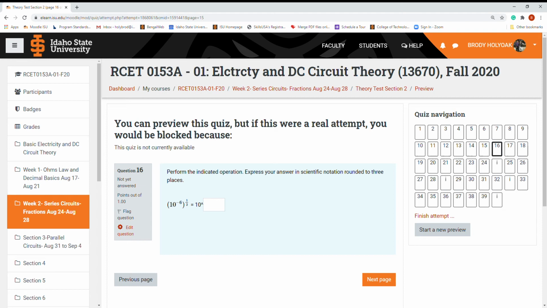Okay, same with this. So basically, we have 10 to the negative 6 to the 1/2 power. Who remembers what the 1/2 power is the same as? Square root. So in this case, we're going to still multiply these together. So we have 10 to the negative 6, and that's multiplied by 1/2, comes up to negative 3.